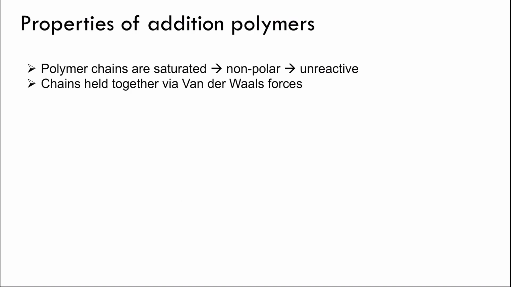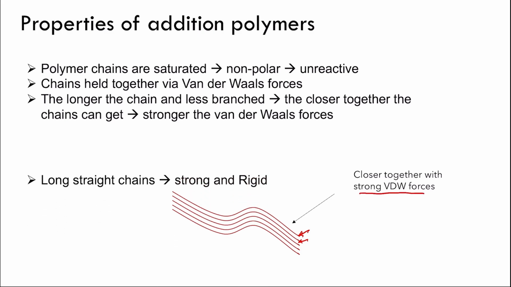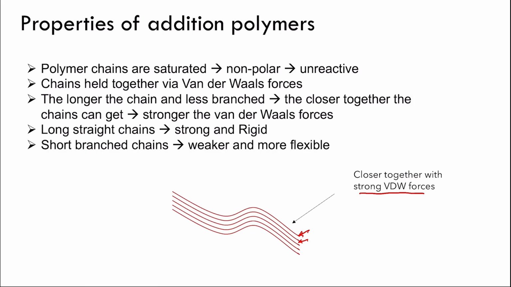They are held together via van der Waals forces, as we know that non-polar compounds, the alkanes, are held together via van der Waals forces. The longer the chain and the less branched the chain, as we can see, the chains will be closer to each other, and then there will be stronger van der Waals forces between the different chains. So long and straight chains tend to be strong and rigid, while short and branched chains will be weaker and more flexible because the branching and the shorter chains mean that there are less van der Waals forces. The polymer chains will not be closely packed together in the same way as the straight chains.